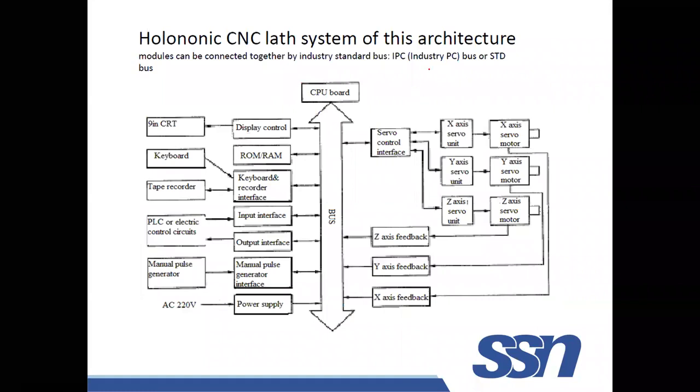So this picture shows the CNC lathe system architecture. I'm just giving an example. It has a CPU and a bus, which means data will be carried through this channel. Bus means data carriers. Here is the servo control interface. It will give the necessary information to the X-axis servo.